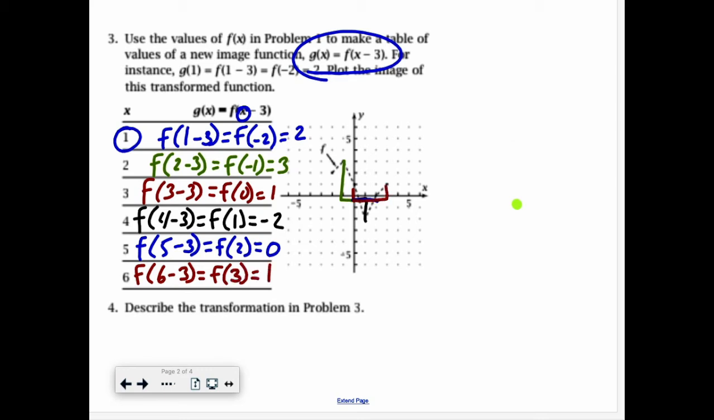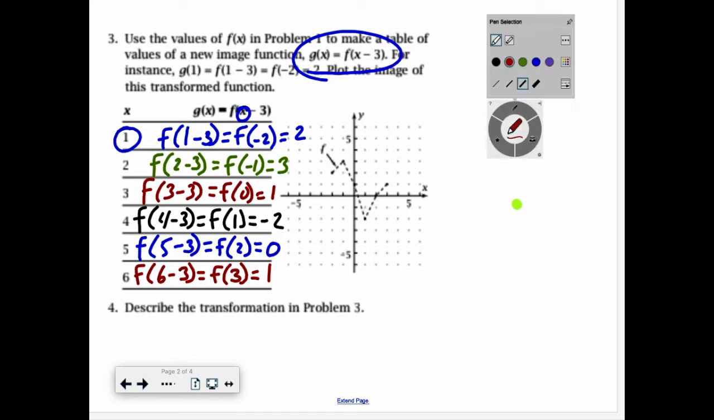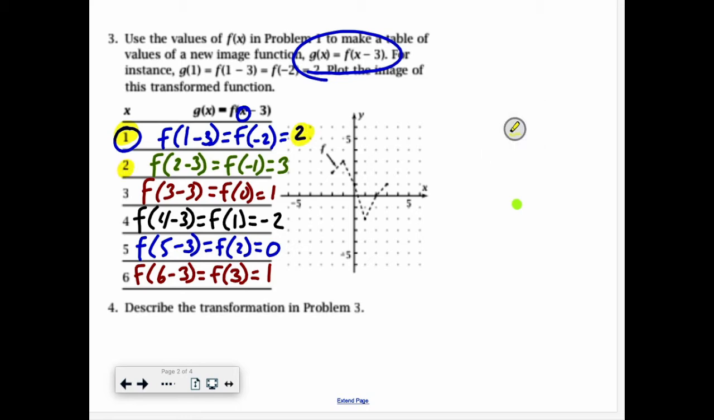So I've graphed them all out. Now I'm going to erase this a little bit to make it clearer, and I'm going to plot the points. How I'm going to go about plotting them is, I'll use this as my x, and this is my y, so that'll be the point (1, 2). I'll have another point here, (2, 3), (3, 1), and so on and so forth. I'm going to plot it out in red.